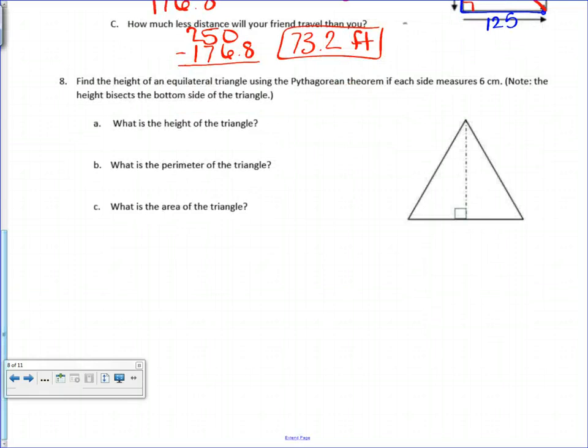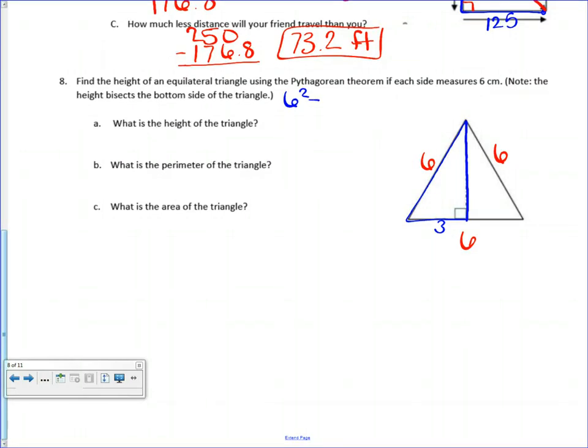Number 8, find the height of an equilateral triangle using the Pythagorean theorem if each side measures 6 centimeters. Note the height bisects the bottom side of the triangle. So bisects just means it's going to cut in half. So we're looking for the height of the triangle right here. To find that, we're only going to use the left half of the triangle. So I know the hypotenuse is 6, and since the height cuts the base in half, I know that side length is going to be 3.